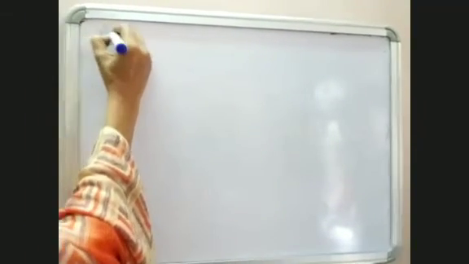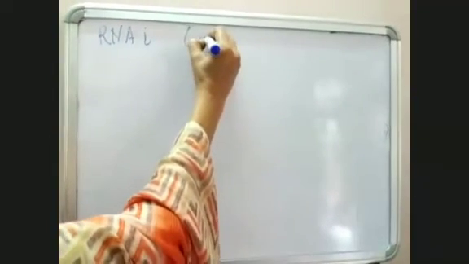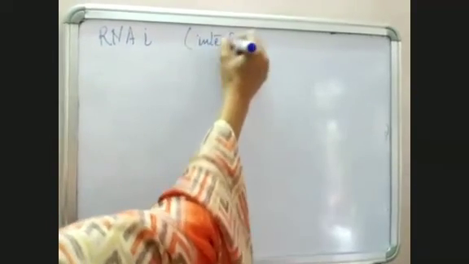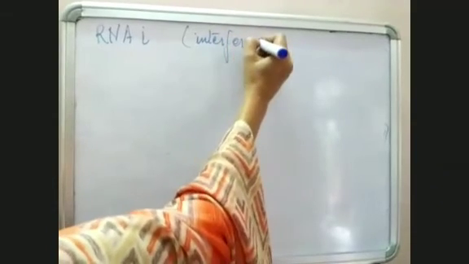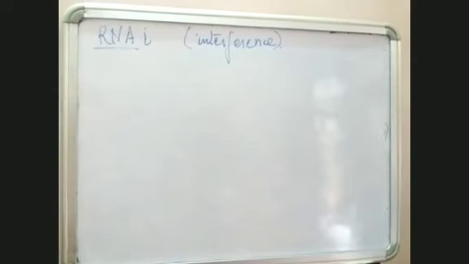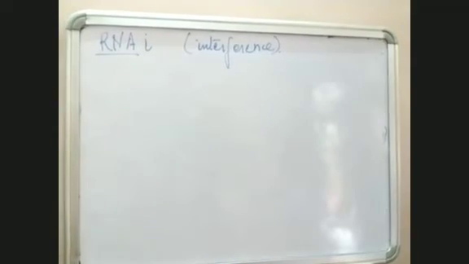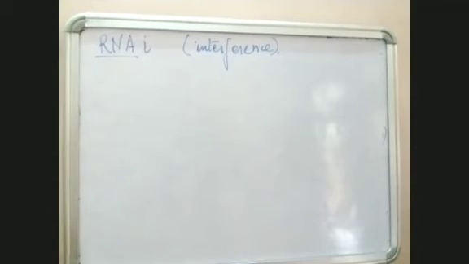Now, the next process which I'm going to describe is RNAi. Here i means interference. How is this RNA interfered with, so that it does not proceed further in its process? So how is this done?